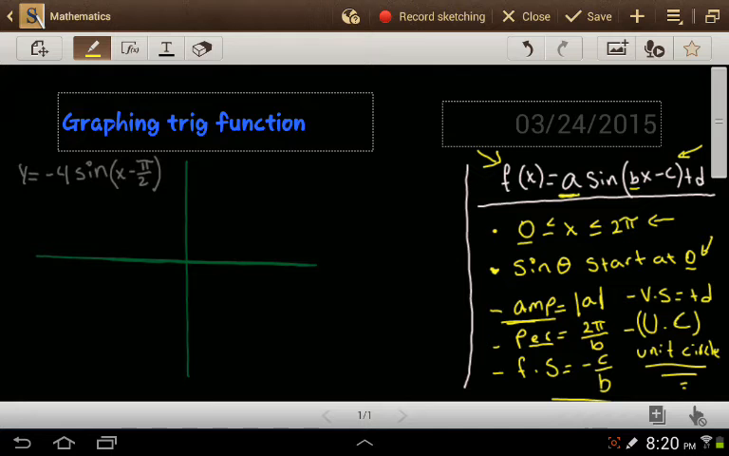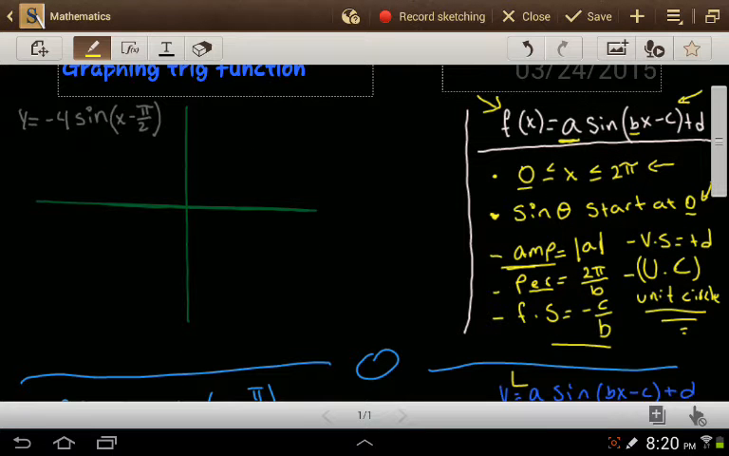You need to know the phase shift. The phase shift formula will be negative C over B. You need to know the vertical shift. The formula for that will be D.